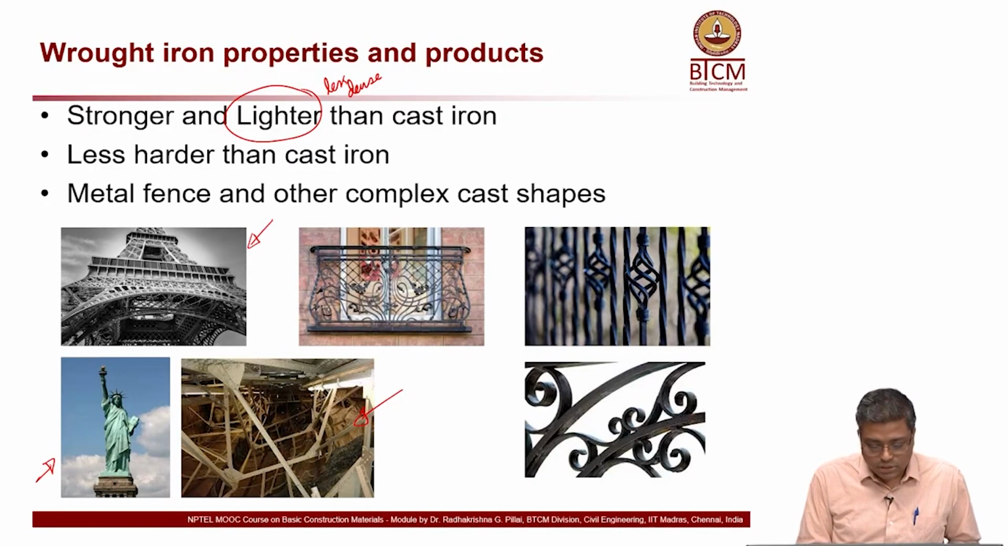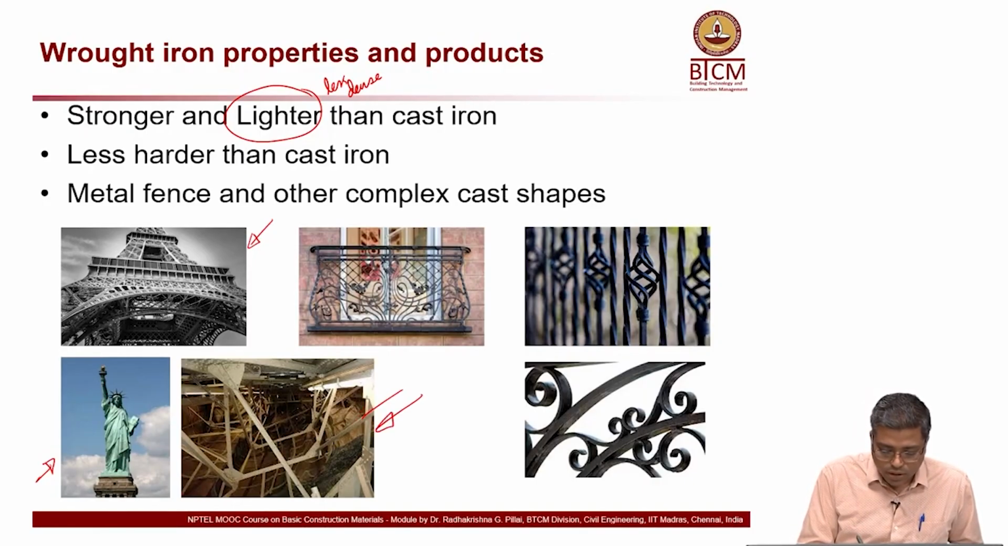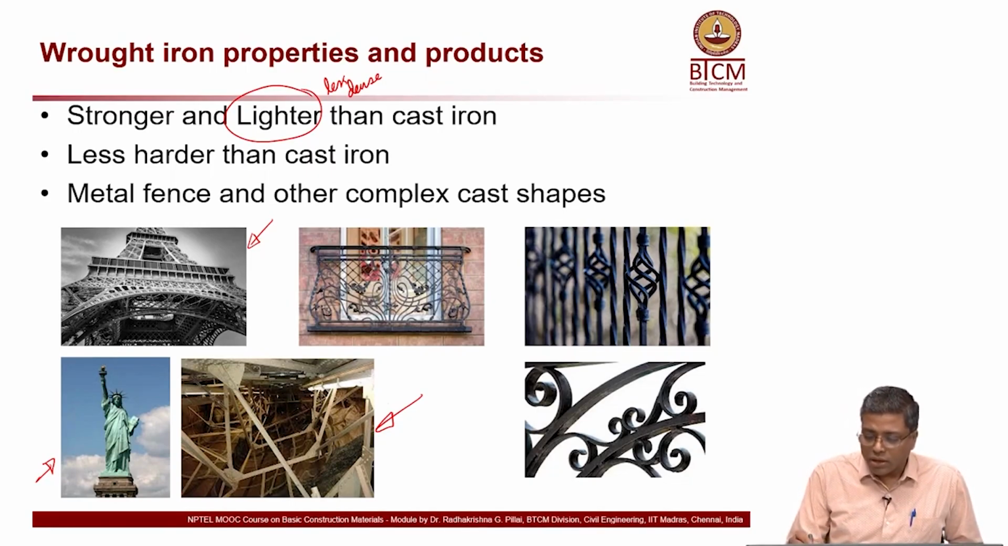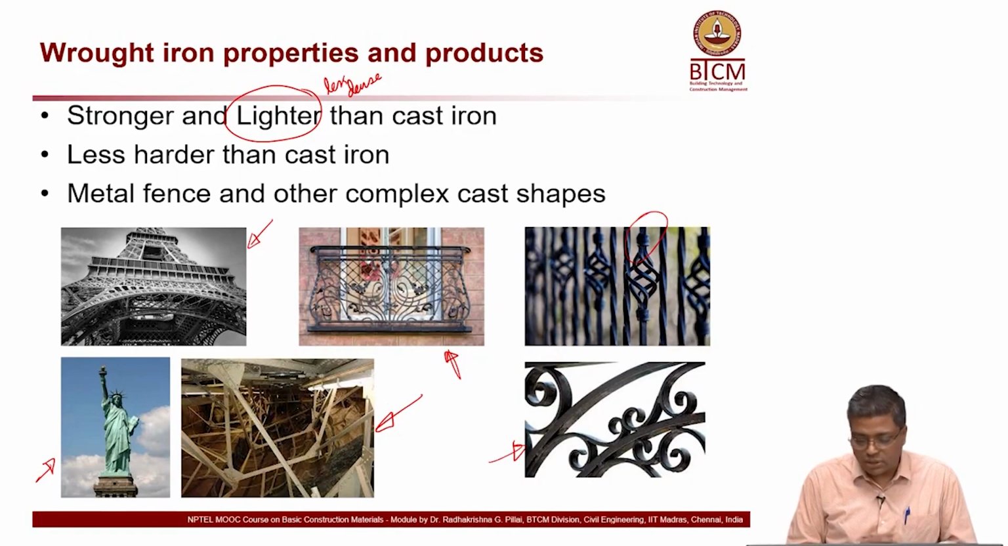So, this is just an inside view of the frame inside the Statue of Liberty. These are all collected from the internet. You can also see these different aesthetically pleasing shapes for various applications in buildings, fences, etc. Wrought iron is widely used.